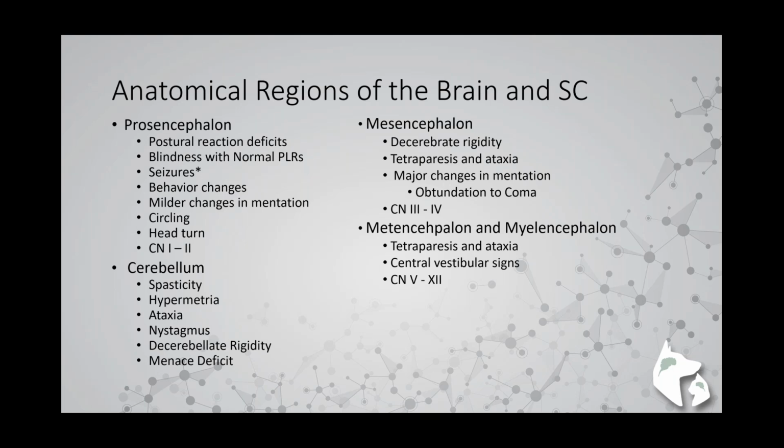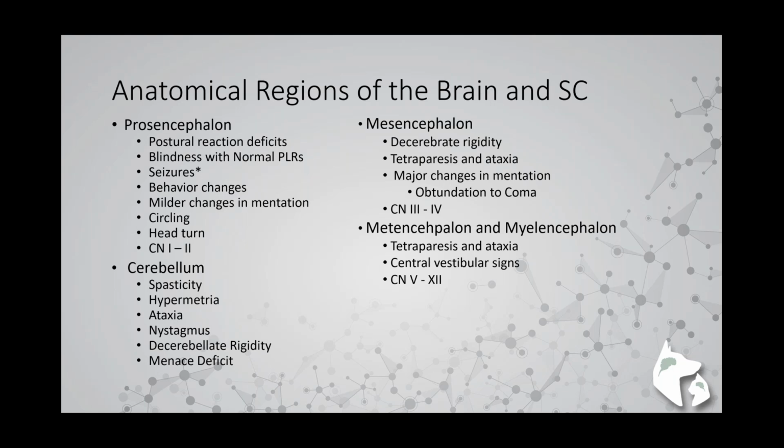We can have blindness with the forebrain with normal PLR, so checking that menace, we're not getting one, but that optic nerve is working because we're doing those PLRs and they're working normally. That can be a brain problem. The brain's not processing that visual input. Any patient with seizures, that's a forebrain problem. That's where seizure activity comes from.